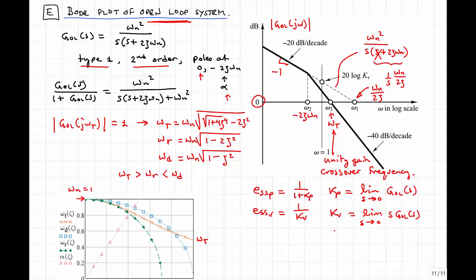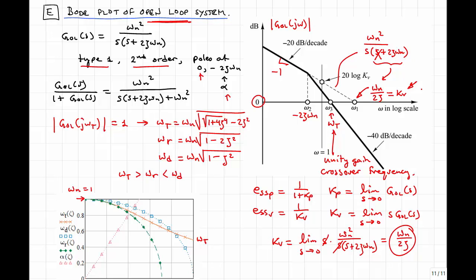Let's consider kv in this case here. We have a limit as s goes to 0 of s times GOL, which is omega n squared over s times s plus 2 zeta omega n. The s's cancel, and we end up with omega n over 2 zeta. And so this omega n over 2 zeta, which is right up here, is actually kv. Okay, this is a significant, useful finding.